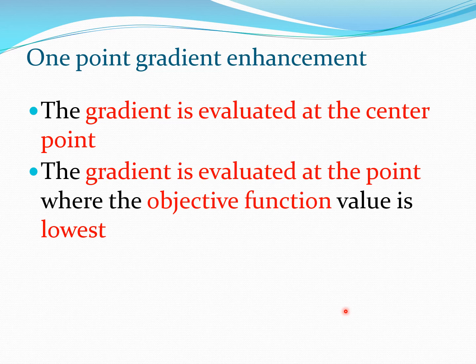So one of the strategies could be that you calculate the gradient at the center point. And this of course makes a lot of sense from a geometric perspective. A second possibility could be that you calculate the gradient at one of the points which you have selected for your experimental design. For example, if you have used CCD, you have a set of points and you find the point at which the objective function value is lowest and you calculate the gradient at that point. So this also comes out as a good choice in some cases.